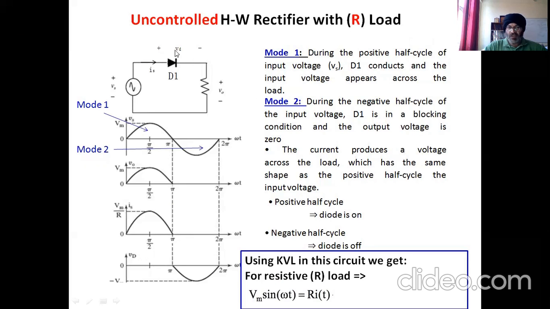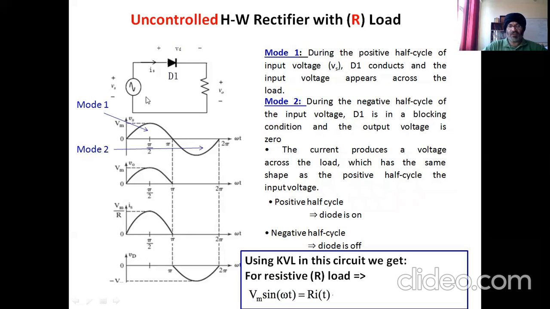Due to this positive half cycle, the diode, assuming it as an ideal diode, becomes forward biased, it starts to conduct, and now the current starts to flow in this load and a voltage is developed over here, which is shown by this waveform. And current is also shown by this waveform, which is this maximum peak value Vm, divided by the load resistance value. So this waveform shows the current.